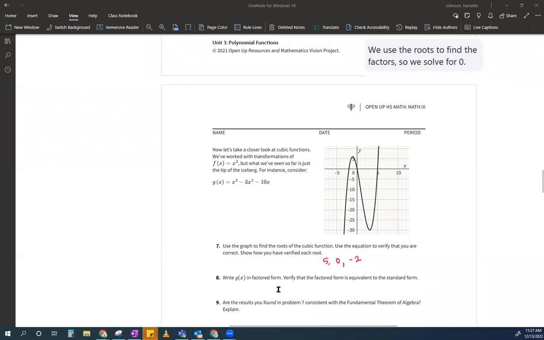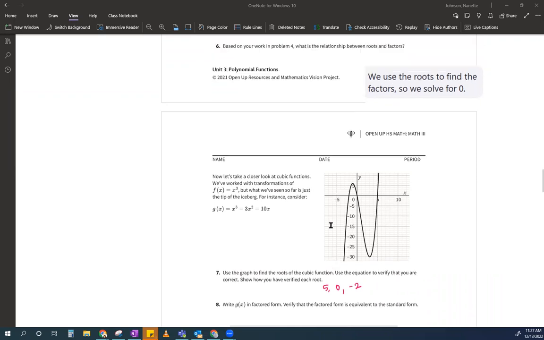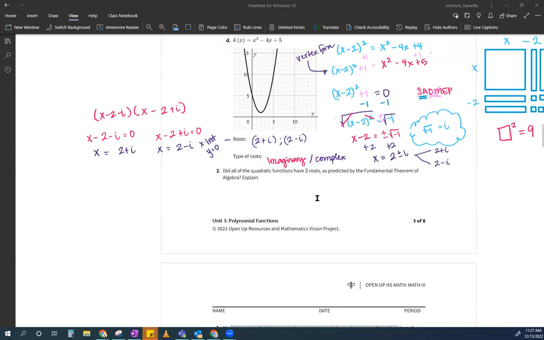Wait, you want me to write g of x in factored form? Wait, Ms. Johnson, you just showed us how to do this, right? I just showed you how to do this. Okay, so wait, let me remind myself. Oh, yeah. You guys told me that if I wanted to find their roots, I can find my factors.